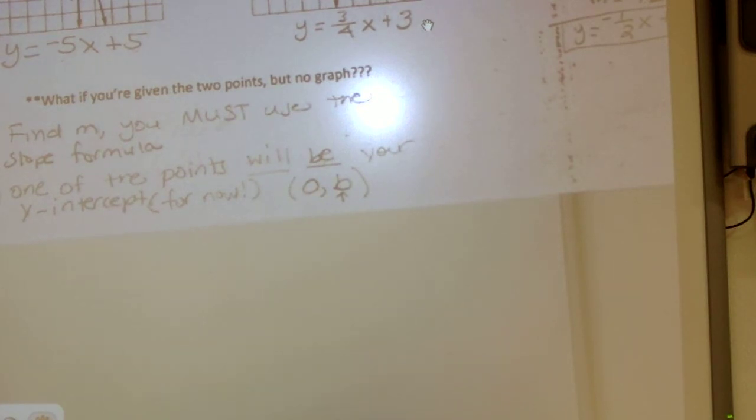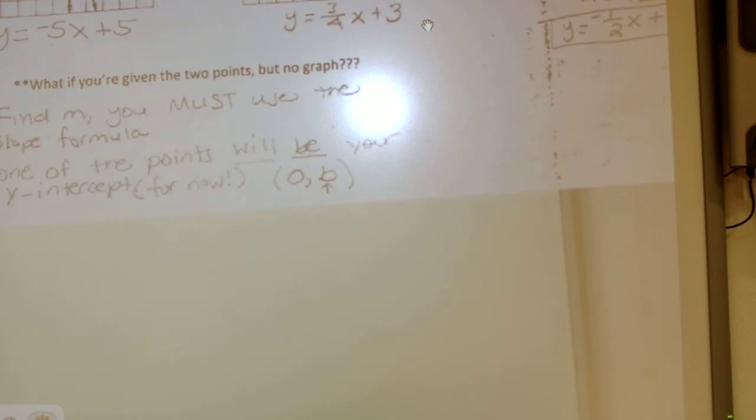Okay? So we're going to turn the notes over to the back side and we will practice how you find the equation of the line with 2 points but no graph.